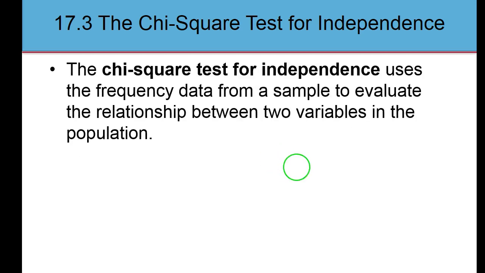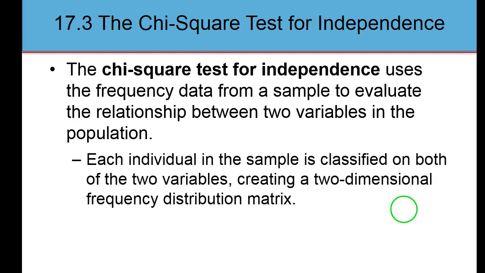Alright. The chi-square test for independence uses the frequency data from a sample to evaluate the relationship between two variables in the population. This is in contrast to the goodness of fit test, in which we were just looking at one variable with several categories, well, with at least two or more categories.